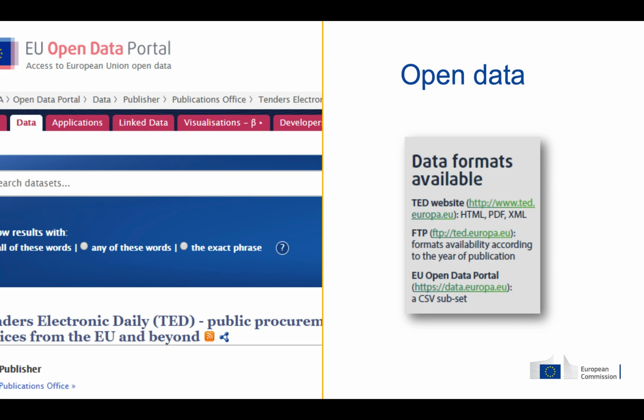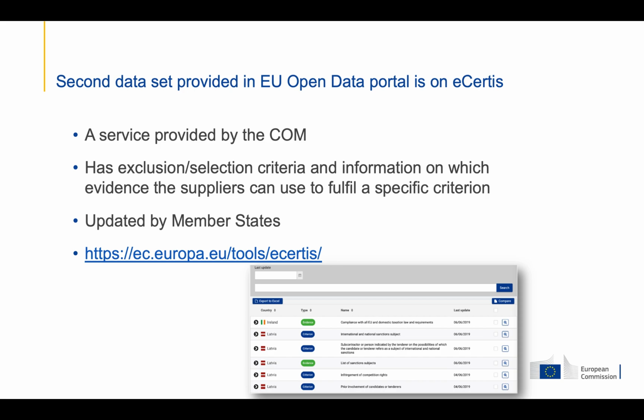So much for the TED data. I will go back to the presentation. We have a second data set on the EU Open Data Portal that is on eCertis. eCertis is a service that we provide as well. It is a service where the member states have to provide information on how a company can fulfill a specific criteria. For example, how can they prove in a country, in Croatia, that a company has paid taxes? The link to the tool itself you will find in the presentation.